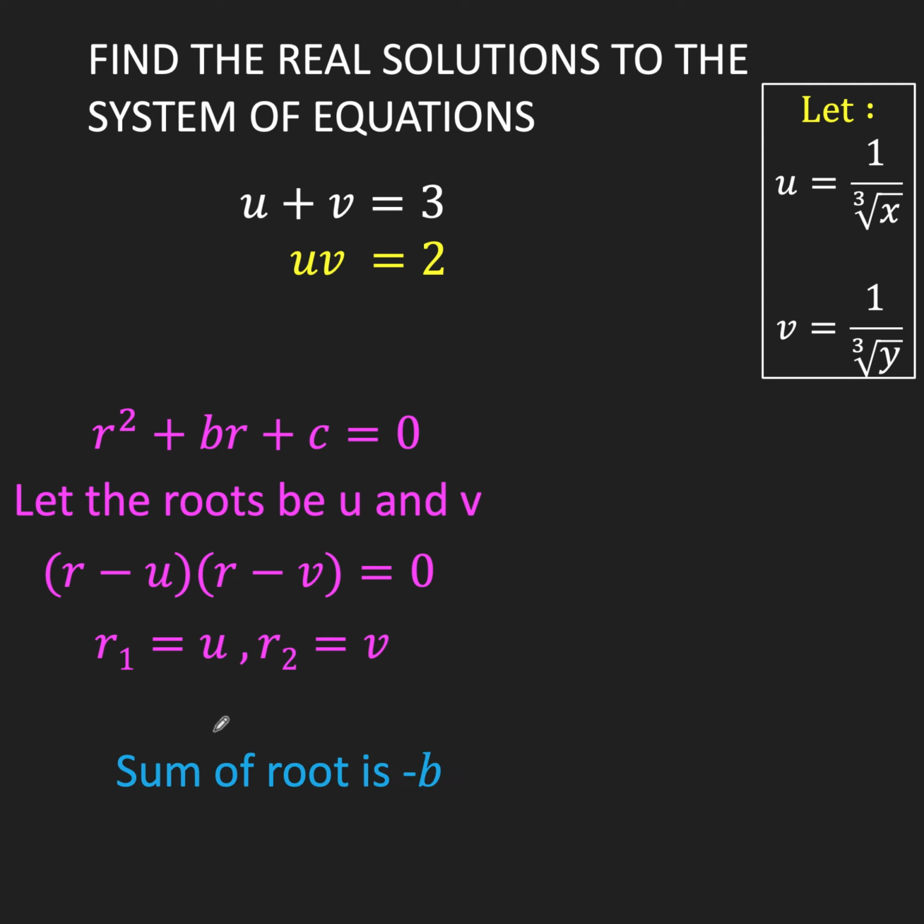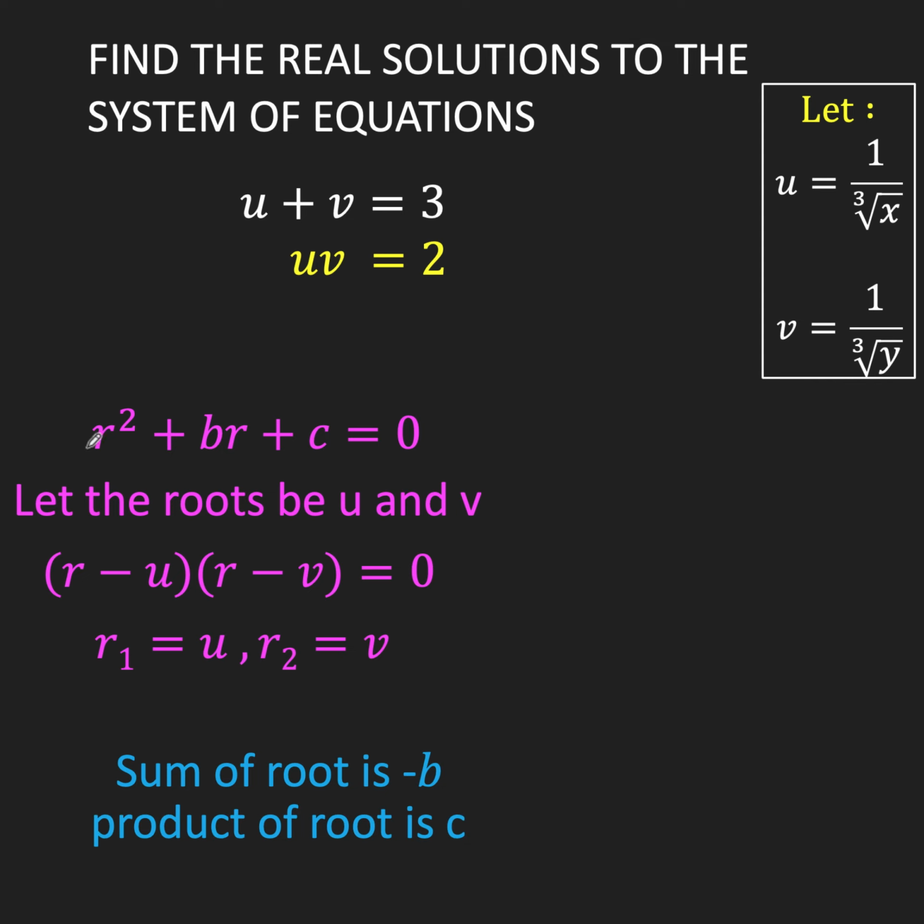Then, let's remember that when we have a quadratic equation with a equals 1, here, the coefficient of the squared term is 1, the sum of the roots would be the negative of the coefficient of r from Vieta's formula. And the product of the roots would be this c.